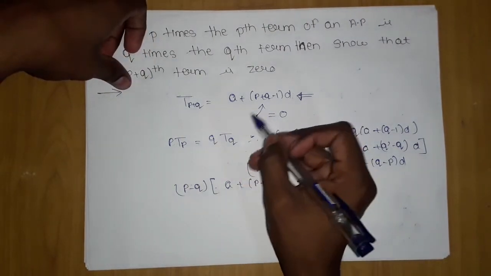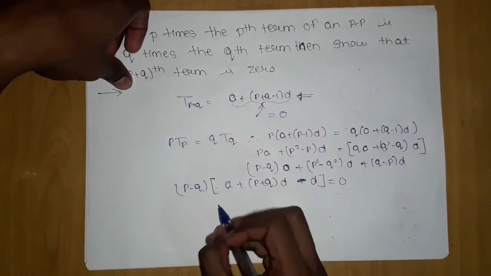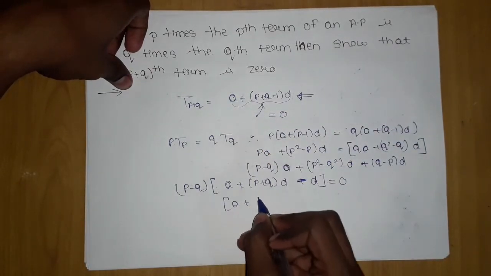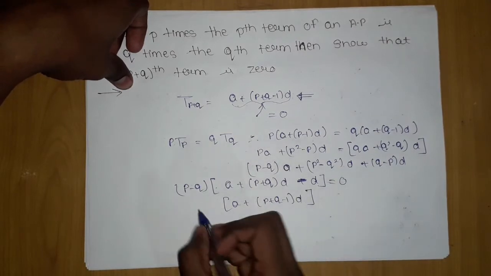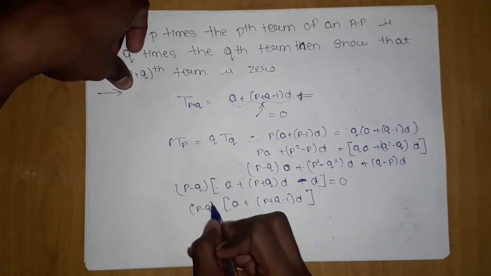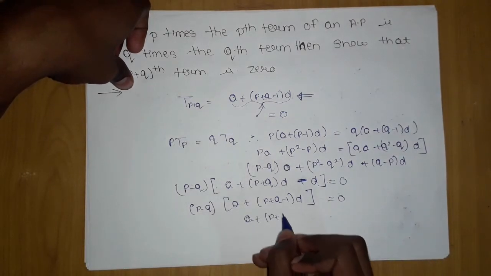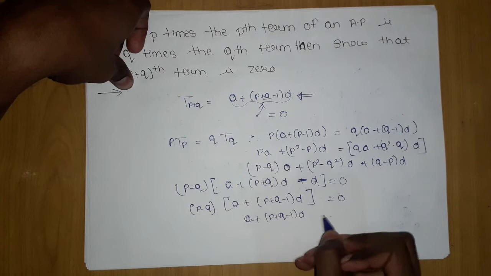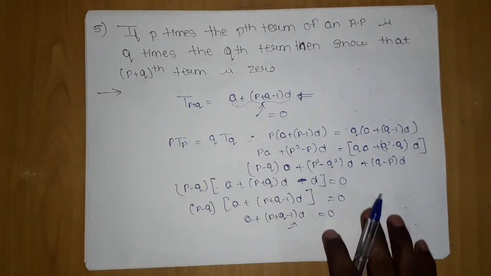Now I told you that when you realize that you got this, your job is done. If you see it clearly, you will come to p plus q minus 1 into d. This is p minus q, so this should be equal to 0. So a plus p plus q minus 1 into d should be equal to 0, which is what we wanted. So we have proved that the p plus q term is 0.